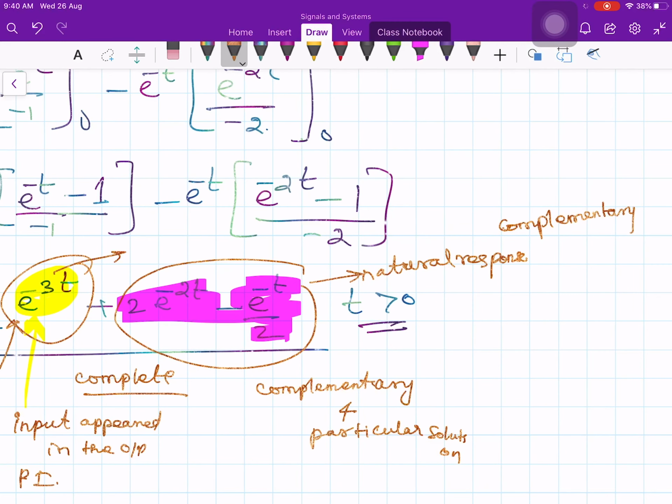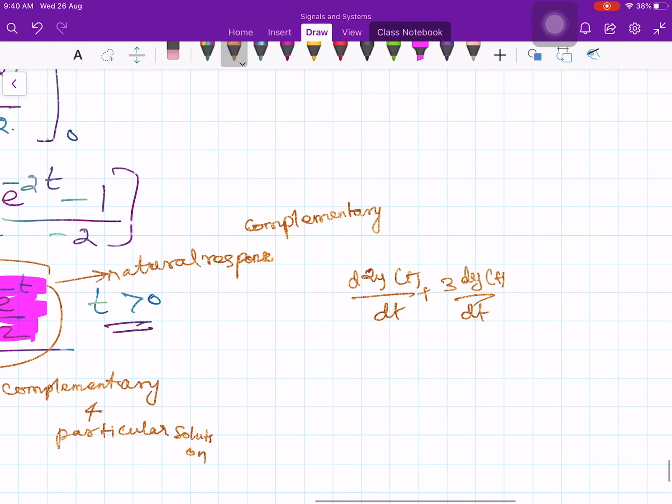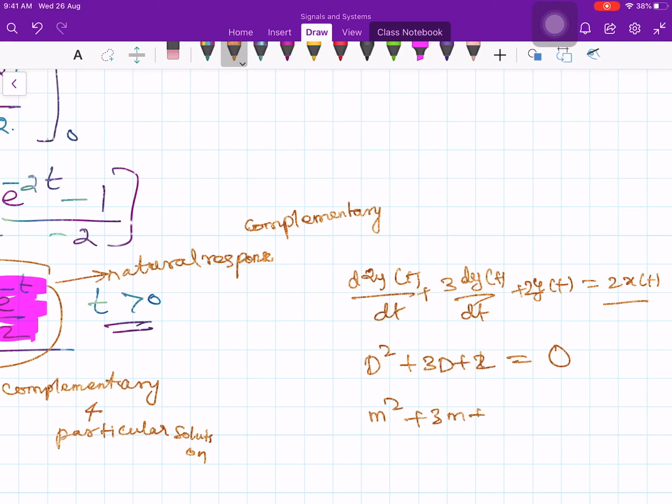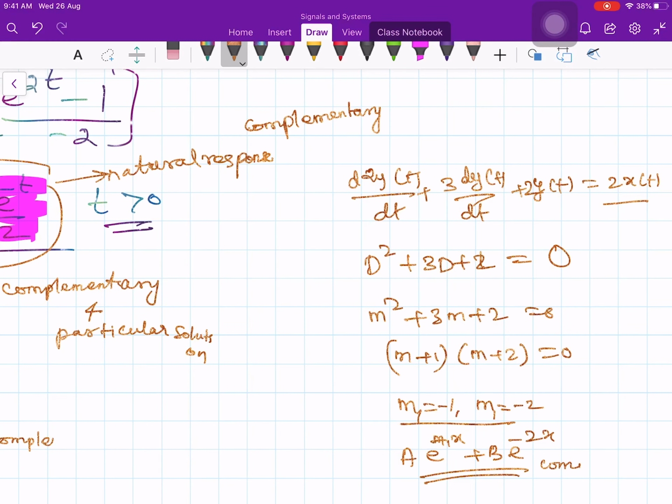Recall, if you have d square y of t by dt square plus 3 times dy of t by dt plus 2 times y of t is equal to, say, some 2 times x of t, then how do you find the solution for this? You replace d by m, so m square plus 3m plus 2 is equal to 0. So, you will write m plus 1 times m plus 2 is equal to 0, right? Now, m is equal to minus 1 and m is equal to minus 2, and you write the solution as a e to the power of m1 x plus b e to the power of m2 x, so a e to the minus x plus b times e to the minus 2x, and so on. So, this is called a complementary solution. The mathematicians call it complementary solution, but here we call it natural response.